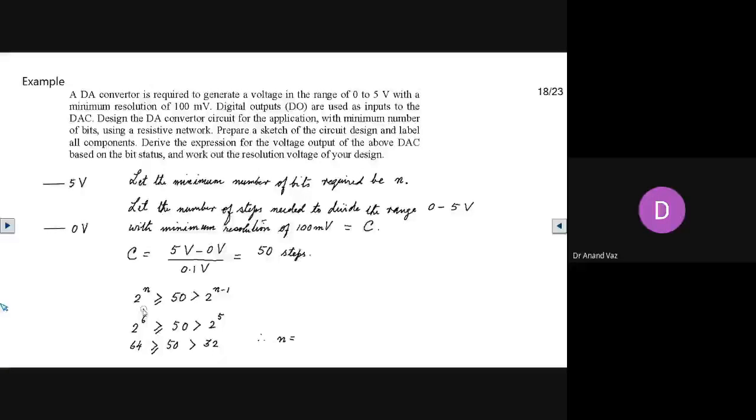So therefore n should be equal to 6. Now, of course, you could have used the logarithms method to do this as well. So you could have done 2 raised to n is equal to 50, and then taken logarithms. Now, this is a very simple example, but if you had a much larger number instead of 50, then you could have certainly used the log method.